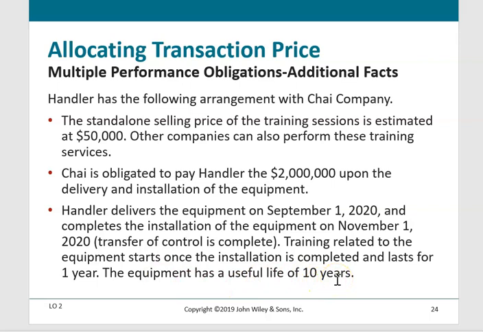So what's the issue here? How much revenue is going to be recognized on September 1st when that equipment is delivered? How much revenue is going to be recorded upon the installation of the equipment on November 1st? And how is the revenue related to the training going to be recorded, considering that it's going to cover a 1-year period? So we have 3 separate performance obligations. Each one is going to determine how and when revenue is going to be recognized.